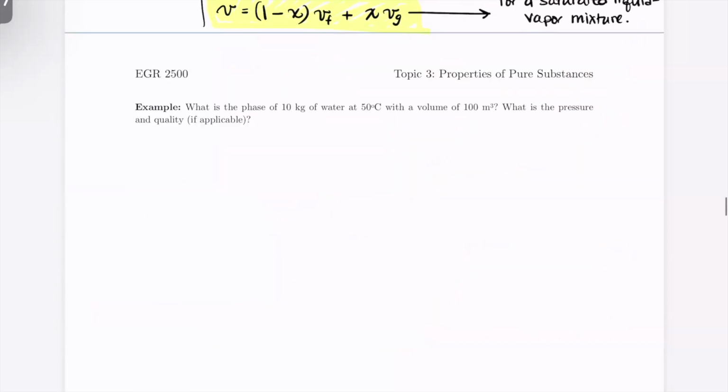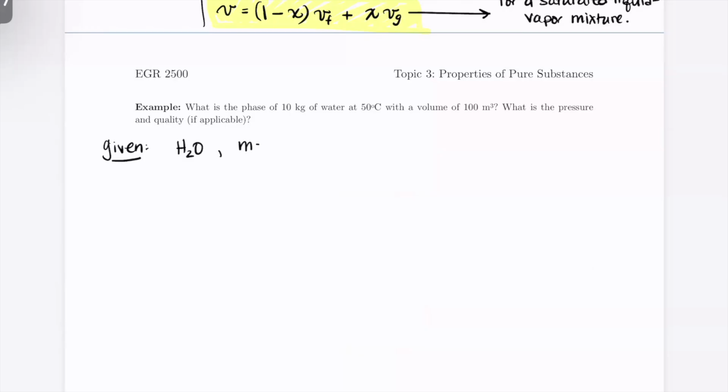All right. So let's do an example. And the question is, what is the phase of 10 kilograms of water at 50 degrees C with a volume of 100 cubic meters? As a follow-up to that, we want to know what the pressure is and the quality if applicable. All right, so the quality we only have if we have a mixture, right? Okay, so let's write down what we're given. We are given that we have water, so that's good because those are the tables that I have reproduced for you in the notes, so that's convenient.